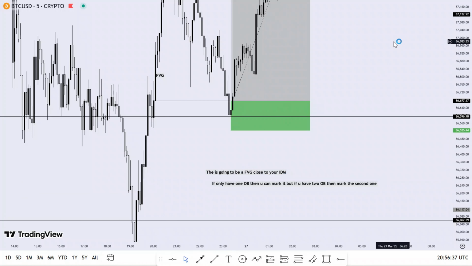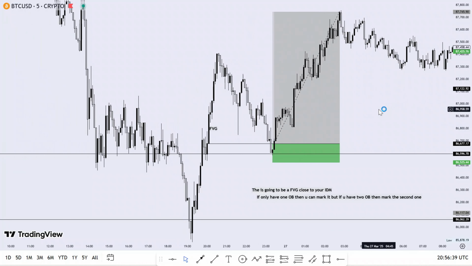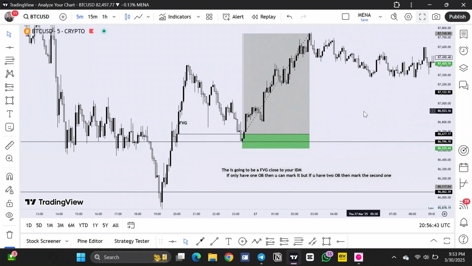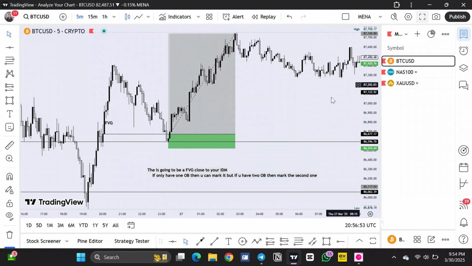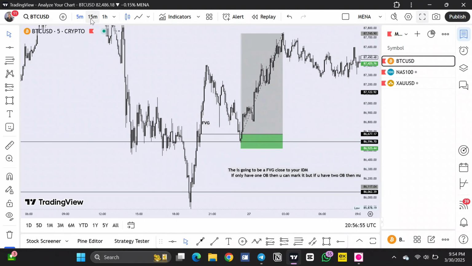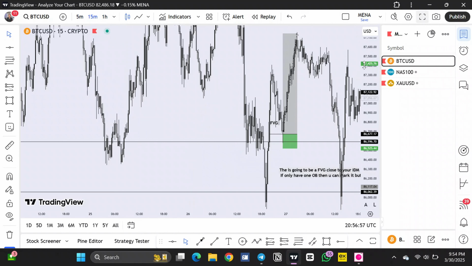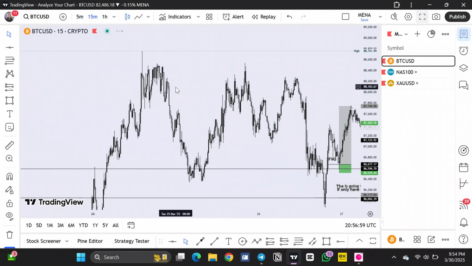Okay, so this is it for the classic SNR and SMC confluence. So you have your inducements, you have your fair value gap, you have your break of structure, your general liquidity, whichever you are using. Okay, so let me go to other trades on BTC. Let me actually show you the importance of having the fair value gap.